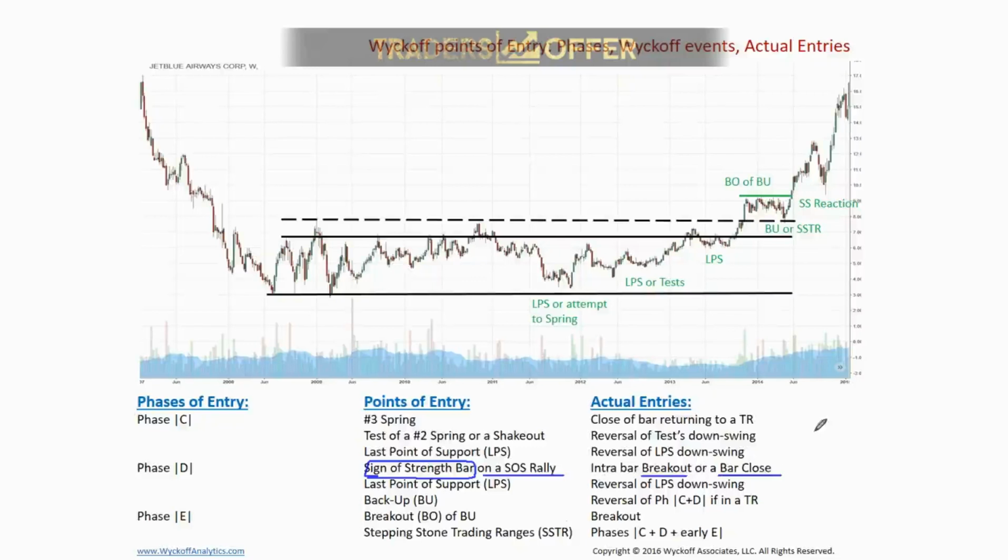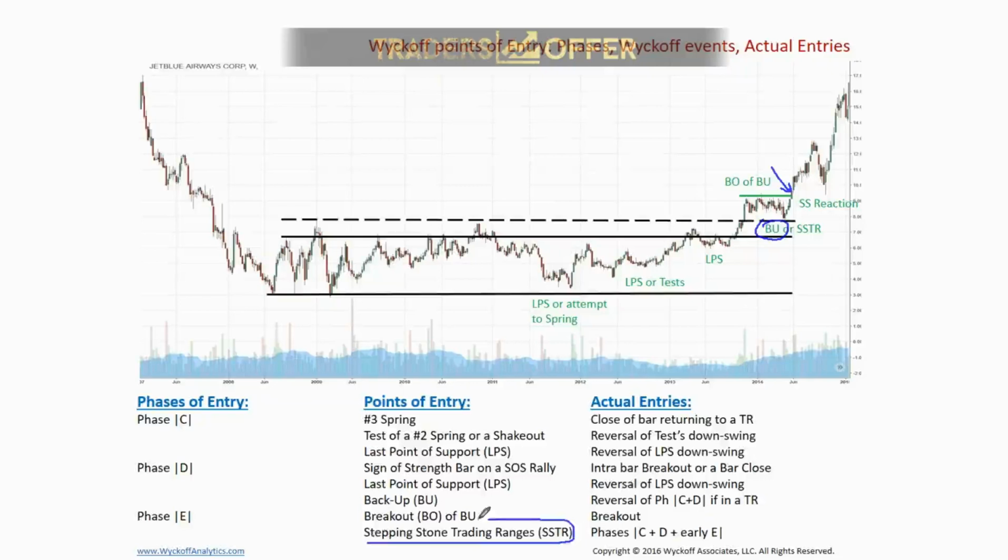Both are valid possibilities. Last point of support, just the reversal, backing up action, a reversal. If this is a simple backing up action, just a reversal. But if we're having some kind of more complex structure, then we would have to go through this whole analysis of the structure and identify potential phase C. Phase E, any type of breakouts out of the backing up action. So a breakout like this after the backing up action is completely appropriate for us to buy.